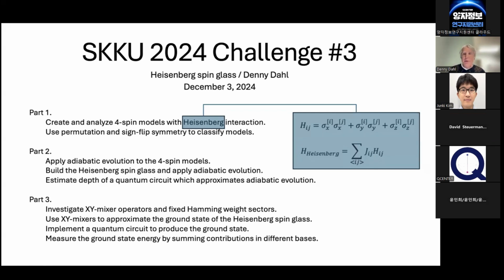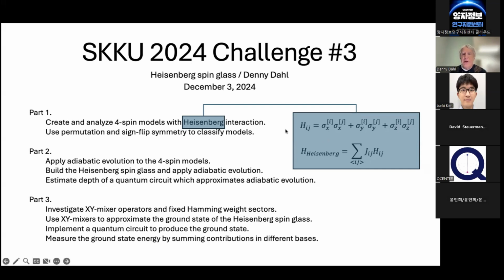So the problem that I put together here is what's called a Heisenberg spin glass. And the idea is to define a model, a quantum physics model that would really be of interest to a condensed matter theorist, and then to use some techniques from quantum computing to analyze the model. And so I'll start off just defining what I mean by the Heisenberg spin glass. This is what you see in this callout box here on the right side of the slide.